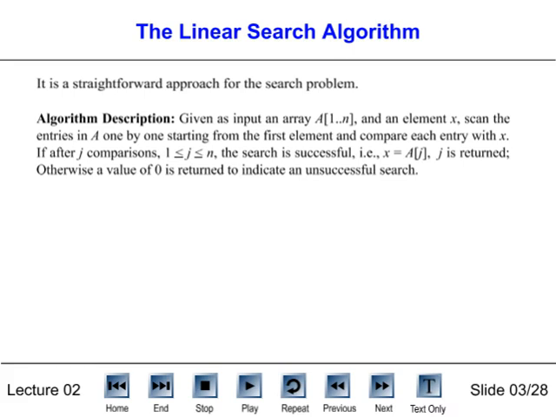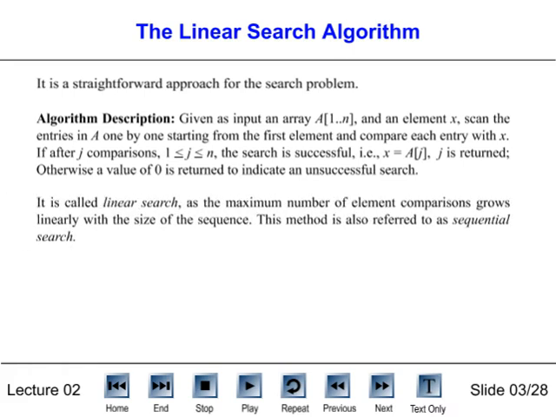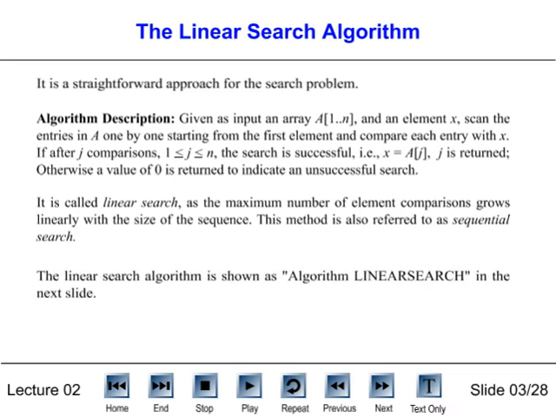If after J comparisons, where J is between 1 and n inclusive, the search is successful, i.e., X was at location J in the array A, J is returned. Otherwise, a value of 0 is returned to indicate an unsuccessful search.